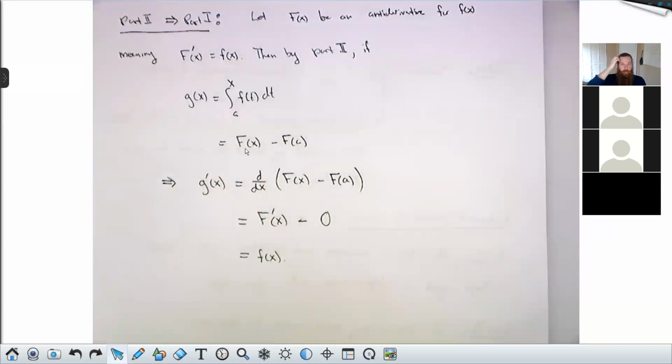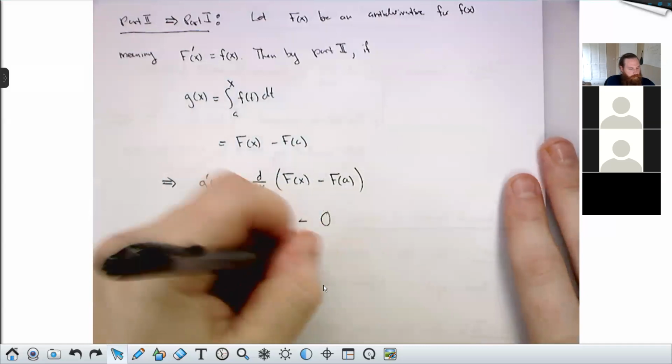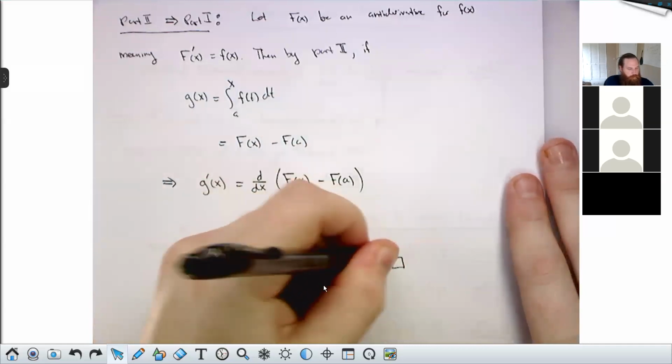And that's it. So if you assume that part 2 is true, if you assume that this integral is capital F of x minus capital F of a, then the derivative is little f. Okay. So down here, this is the statement of part 1, and this is the statement of part 2. So part 2 implies part 1. This interacts with the chain rule in a neat way. So this would be the conclusion of the proof.